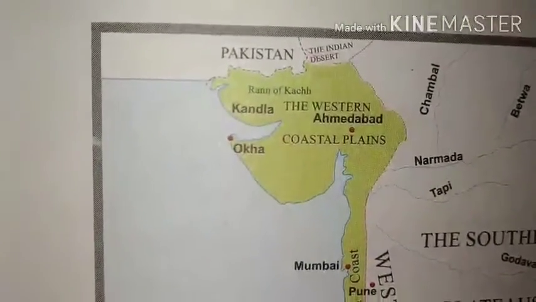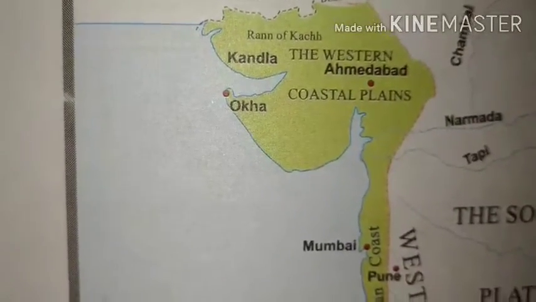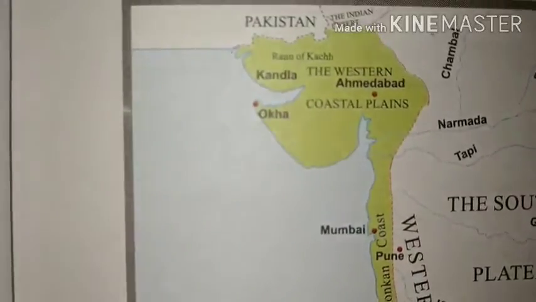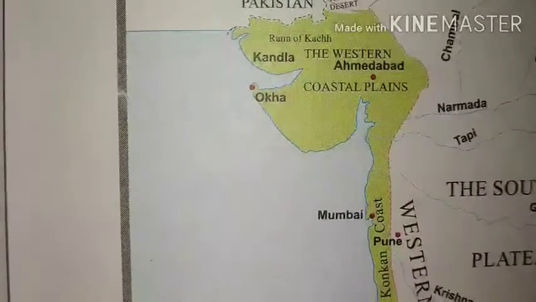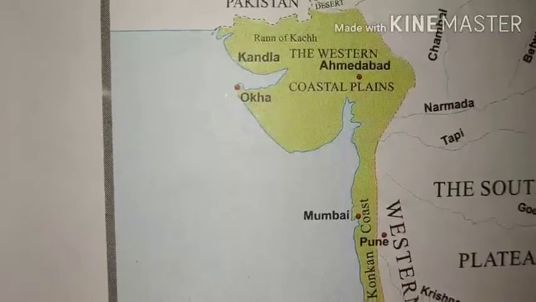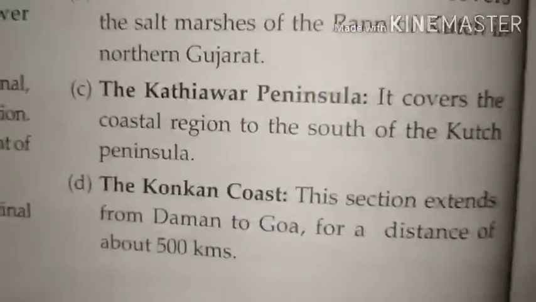Now you can see here in the figure, the Rann of Kutch. This one, where Okha is written, that is the Kutch Peninsula. That is why we are calling it a peninsula. You know that a peninsula is a mass of land which is surrounded by water from three sides. So you can see that the Okha region is surrounded by water from three sides. That is why we call it a peninsula.